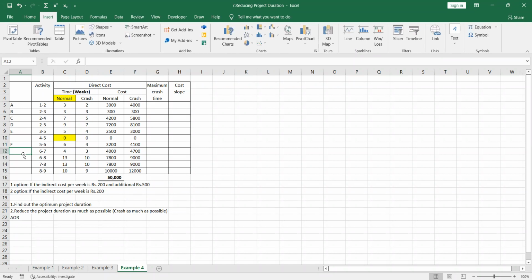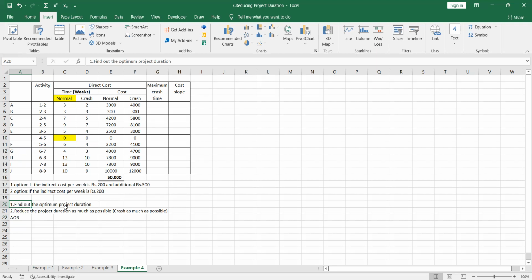And F for this, G for this, F, G, H, I, and J, right? So I have assigned the activity for this, and you have to find out the maximum and crash time. You have to draw the activity on arrow project network, and you have to find the optimum project duration, right?